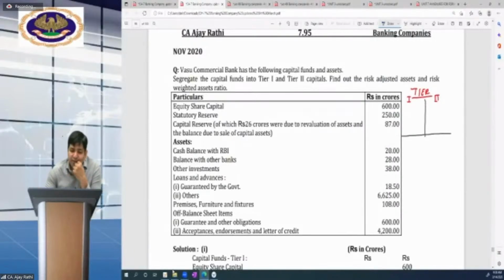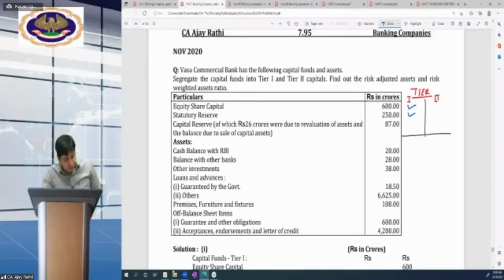Share capital. I am waiting for an answer, beta. Share capital. Tier 1. Statutory reserve. Tier 1. Beta, in case of capital reserve, the same is the case with reduce from 87.